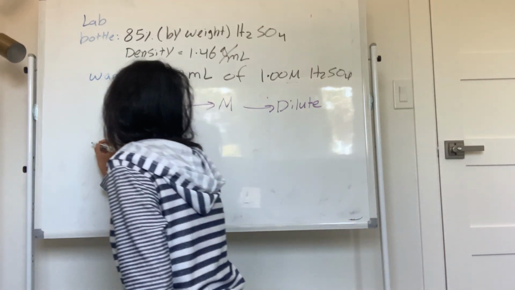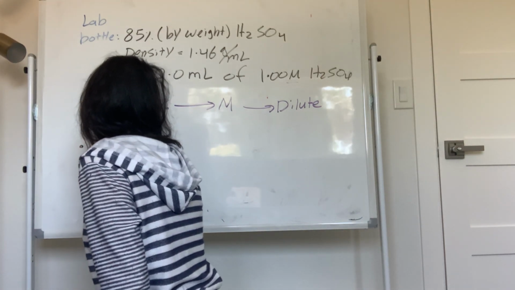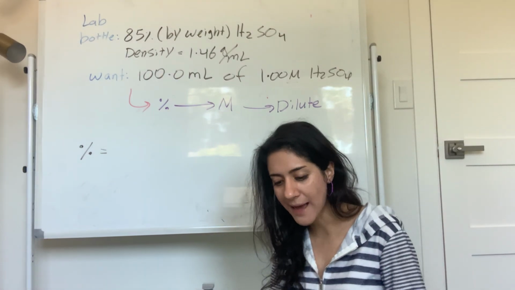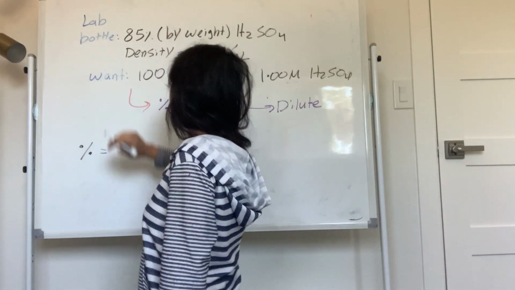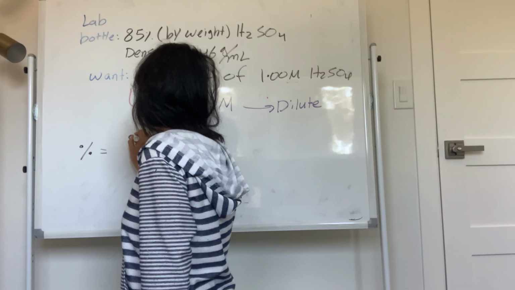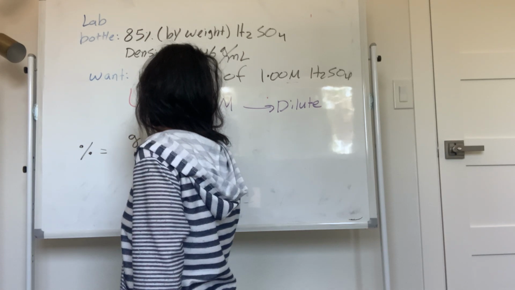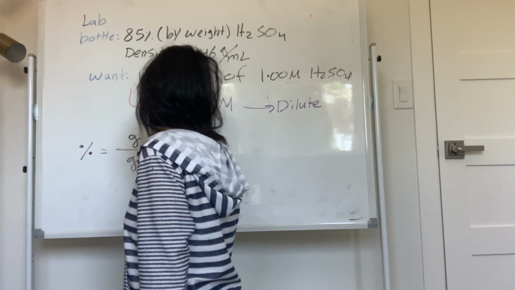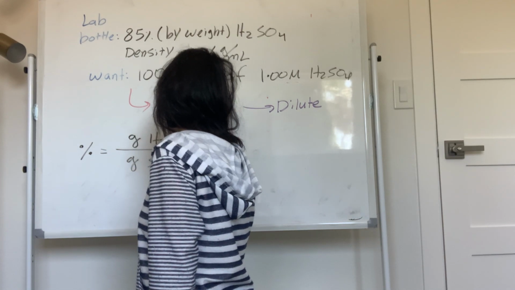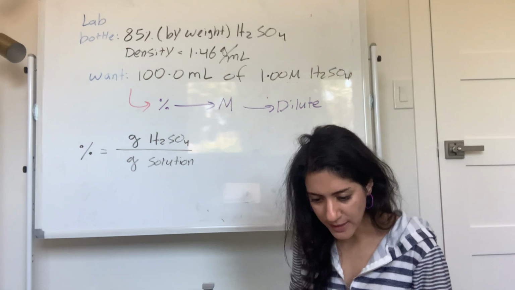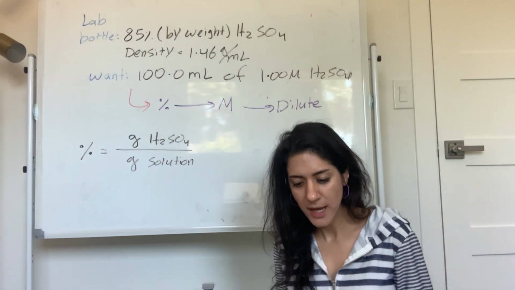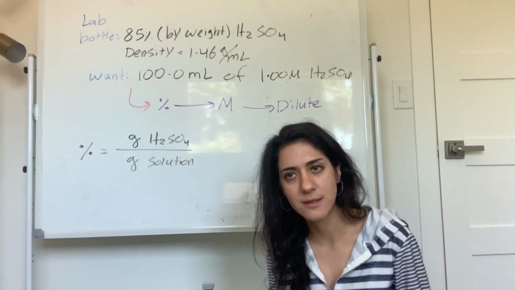Now, I said usually percentage means mass percentage. If they don't tell you, just assume it's mass percentage. So it's 85% by weight. That means it's grams of sulfuric acid over the grams of the entire solution, right? Grams of sulfuric acid divided by the grams of the entire solution times 100 gives you the percent, right?